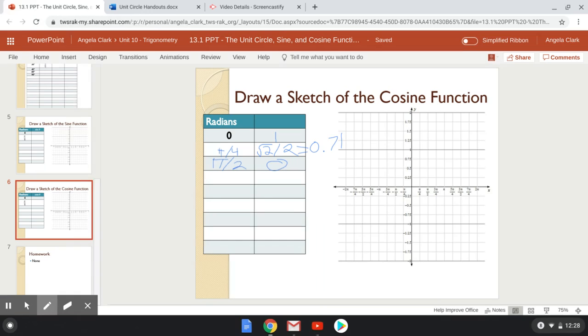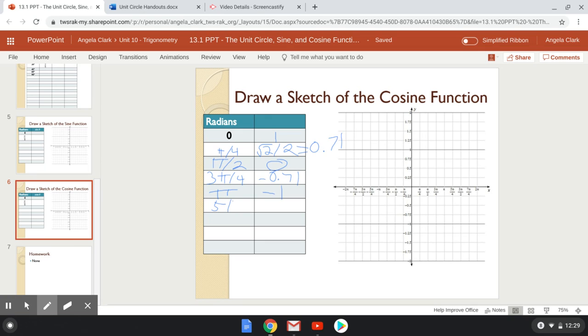And then 3 pi over 4. We're in the second quadrant. Second quadrant, all students take calculus. Sine is positive, which means cosine is negative. So negative 0.71. Pi, negative x-axis, so cosine is going to be negative 1.